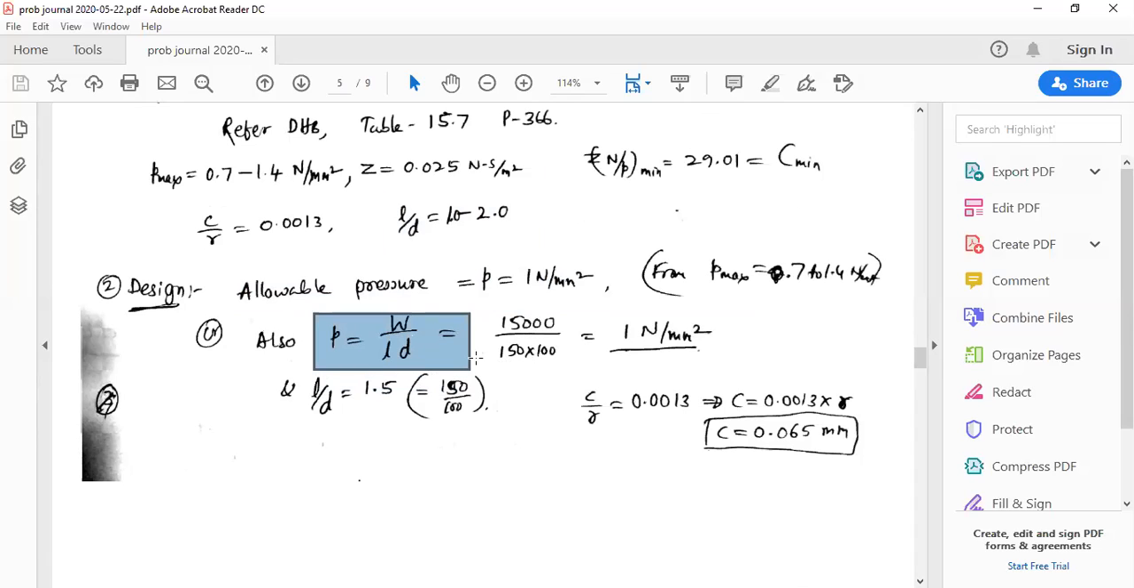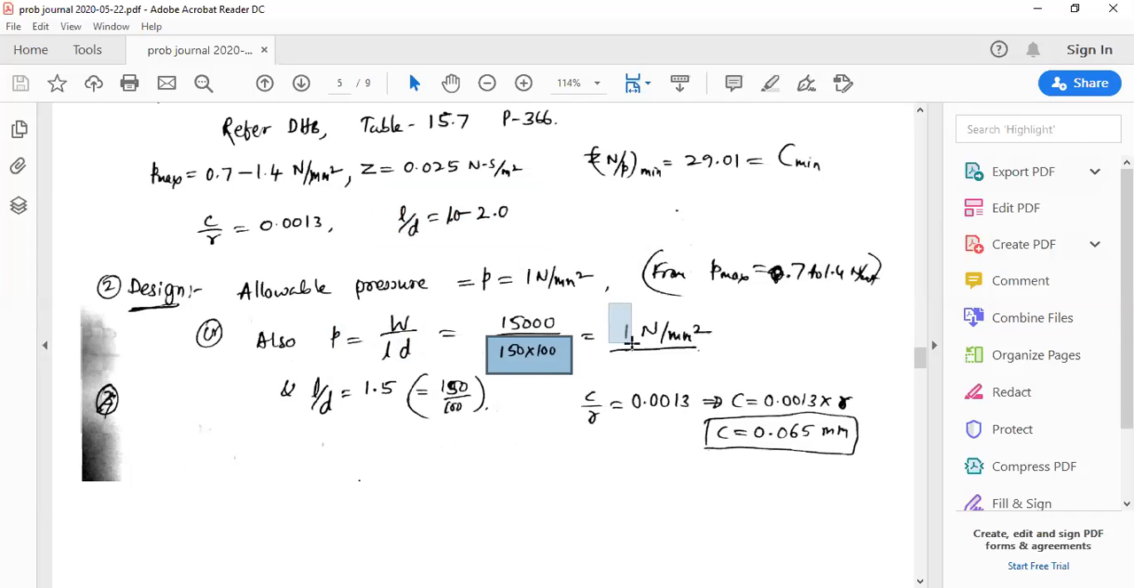Here we know the value of the journal diameter, that is 100 mm. The L by D ratio is given as 1.5. The recommended value lies between 1 and 2, that means 1.5 lies between 1 and 2. For the length of the bearing, if you multiply 1.5 by the diameter, that will be 150 mm.